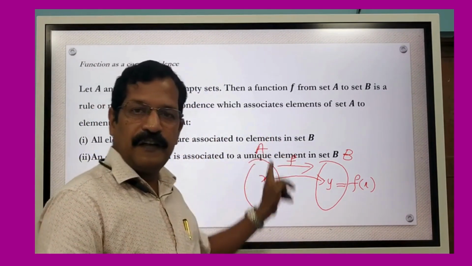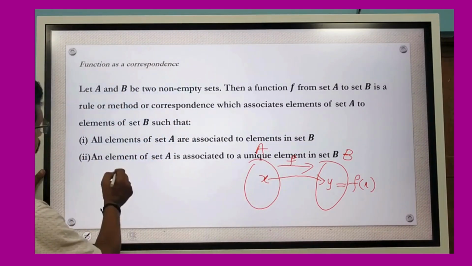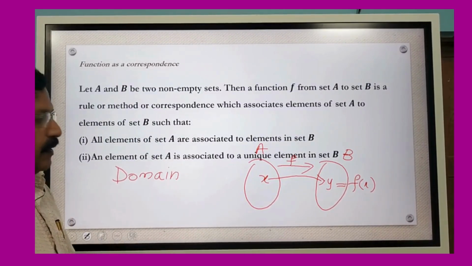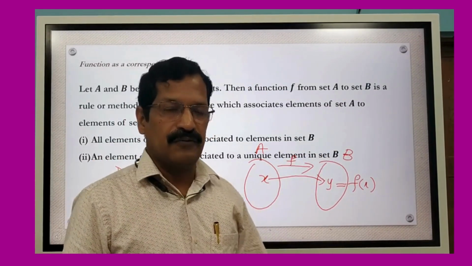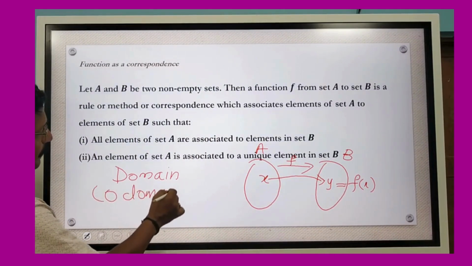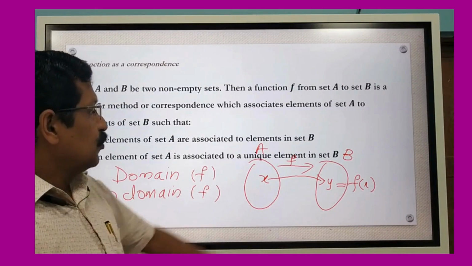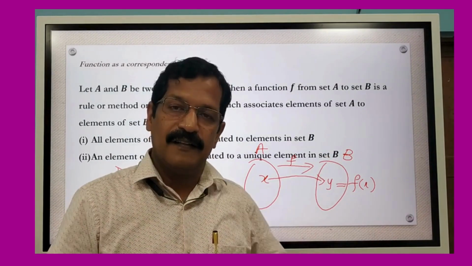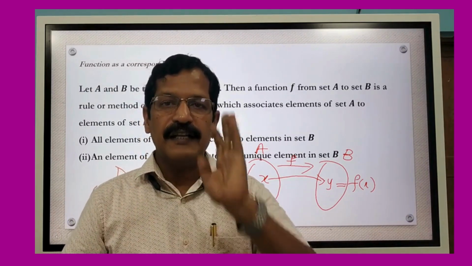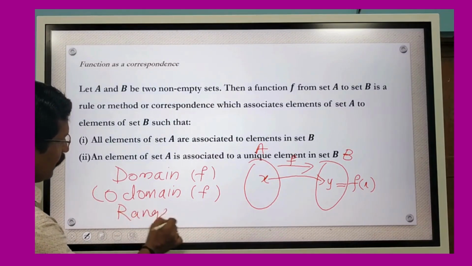Now the set A is called the domain of the function F. So A is the domain of F. And B is called the codomain of F. The set of all images under the function F is called the range of F. So these are the things we have studied in class 11.